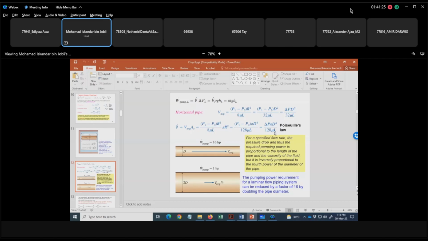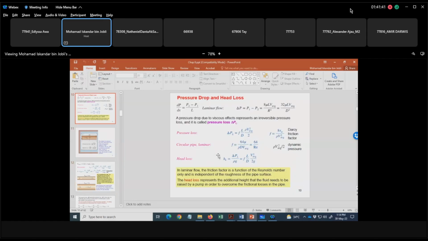So that is one of the benefits, one of the solutions that we can use in order to decrease the pump power, so that we could reduce the pressure loss. So if I were to ask you, what would you suggest in order to decrease the pressure loss?